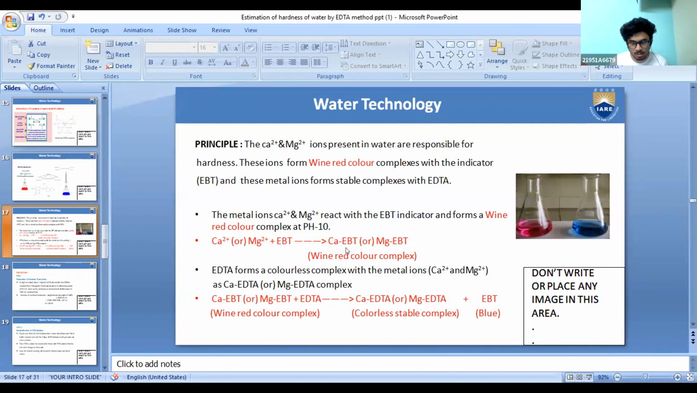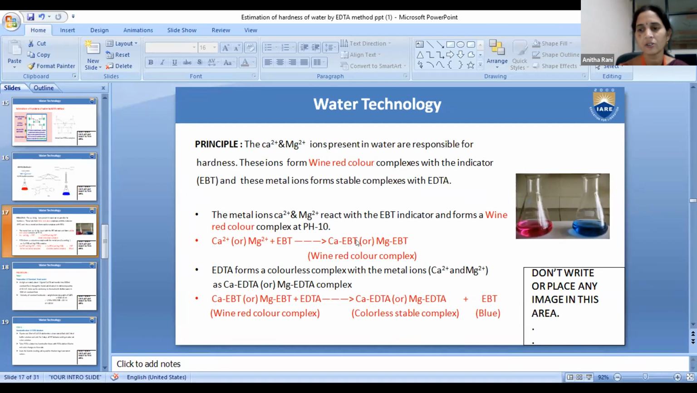When calcium or magnesium is present in the sample of water, after adding EBT, immediately calcium EBT or magnesium EBT complex is formed. Which color is that? Wine red. If there is no calcium or magnesium in the water, there will be no color change, only blue color. Clear, everybody? Calcium EBT or magnesium EBT complex is formed, and that color is wine red.